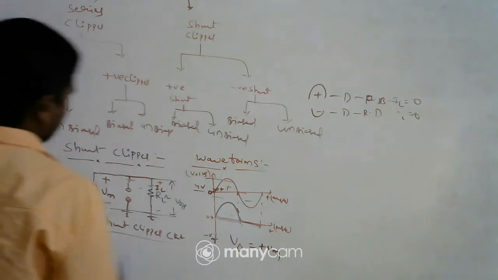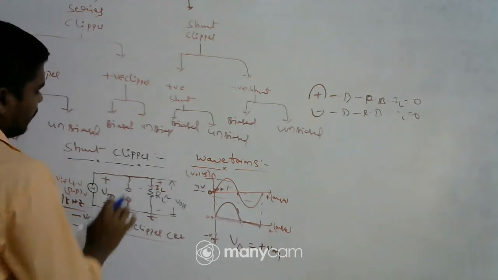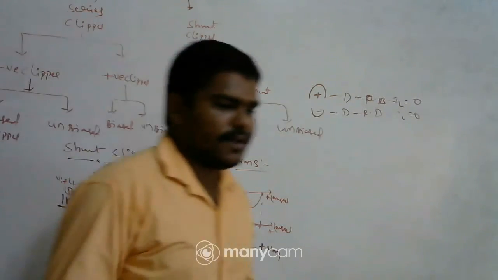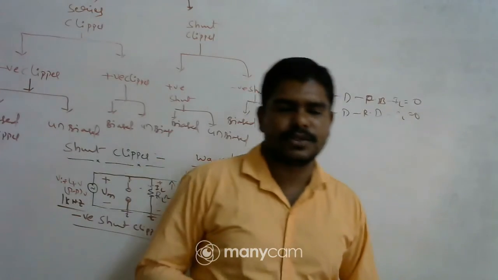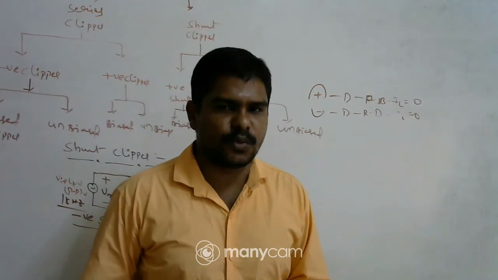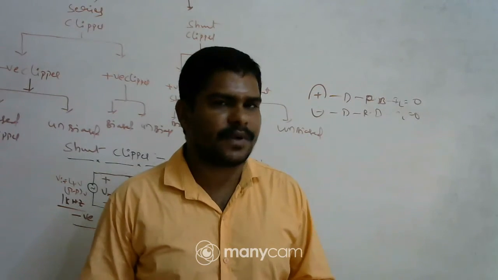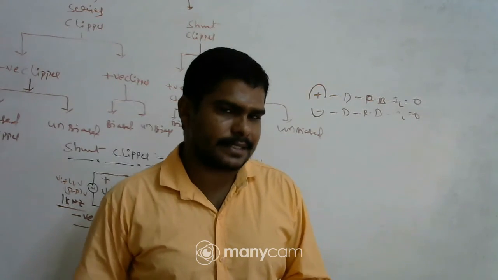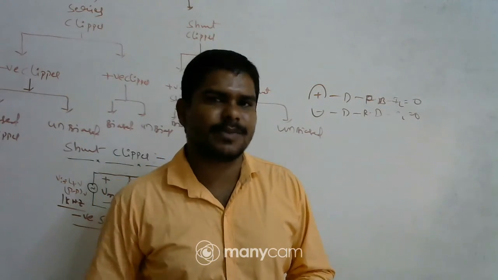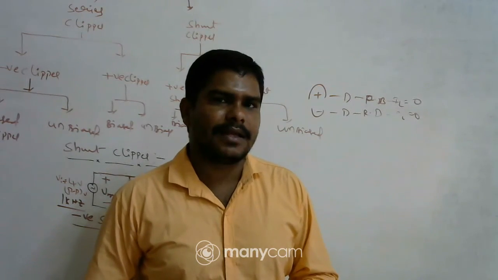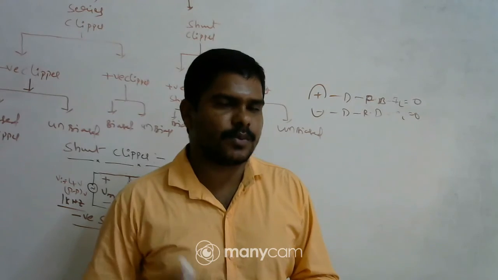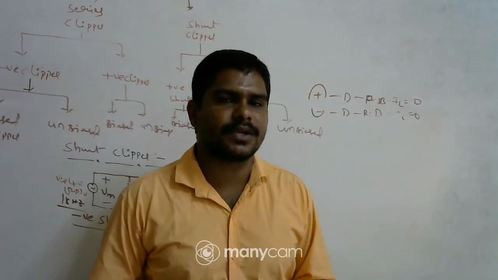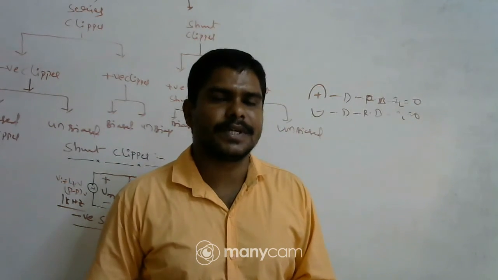So very important, we only have to apply logic here. In a series circuit, if the diode is in forward bias, whatever the amplitude, that appears at the output side. In shunt, if the diode is in forward bias, the output voltage becomes 0. Similarly in series, if the diode is reverse bias, the output voltage becomes 0. But in parallel, if the diode is reverse bias, the output voltage is that peak voltage, whether positive or negative, appearing at the output side.